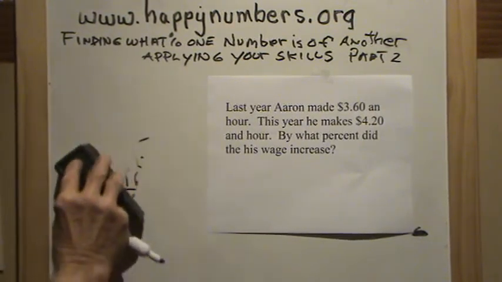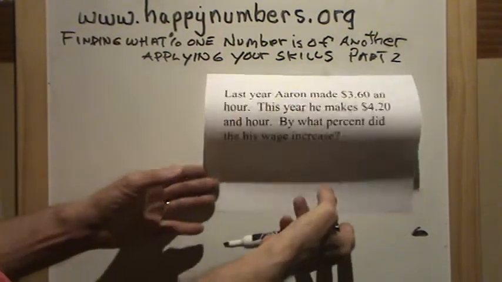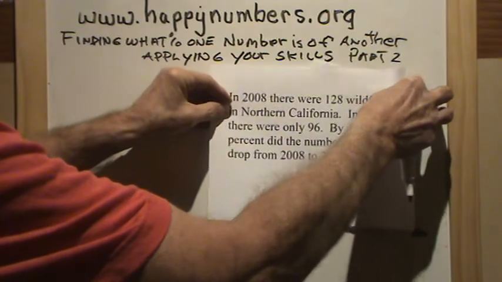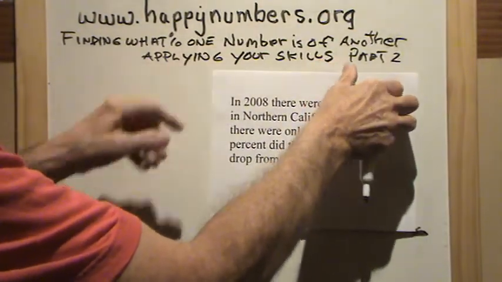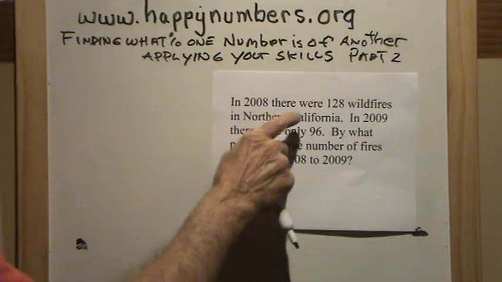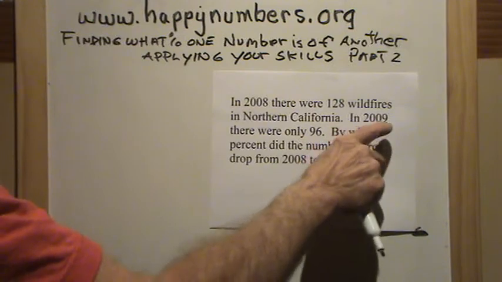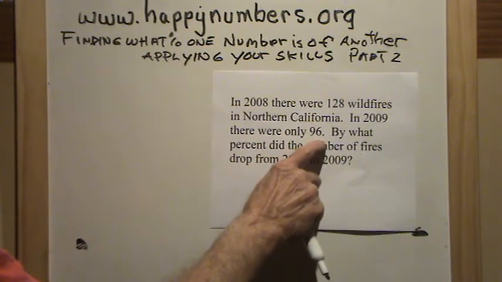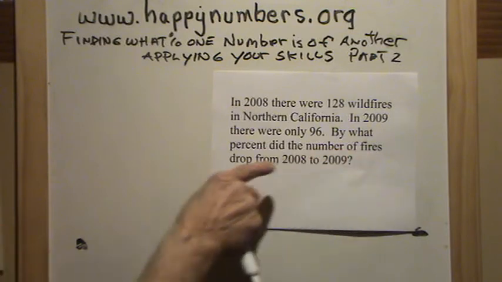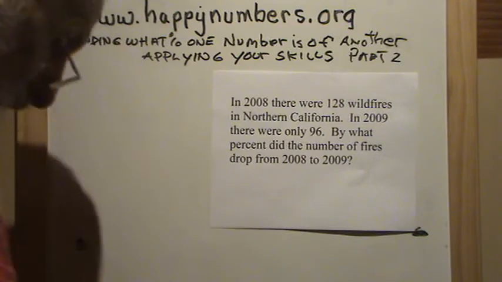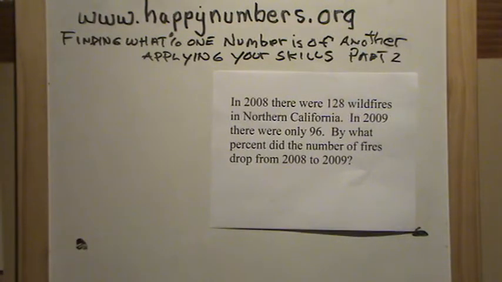Okay, let's put one more problem up for you to do. Don't panic here. I think we may go over the 10-minute limit, but not too much. Okay. In 2008, there were 128 wildfires in Northern California. In 2009, there were only 96. By what percent did the number of fires drop from 2008 to 2009? All right, put your video on pause and work this problem, and then we'll take a look at it.